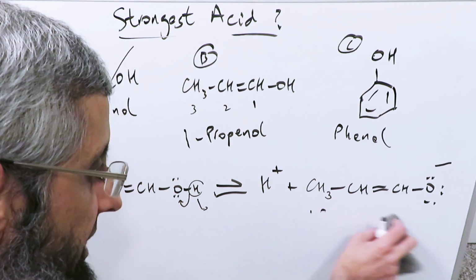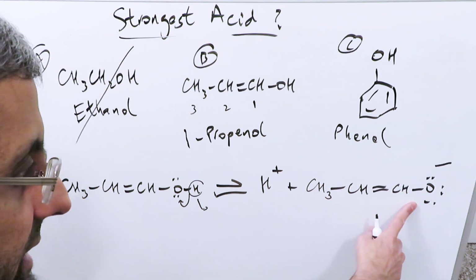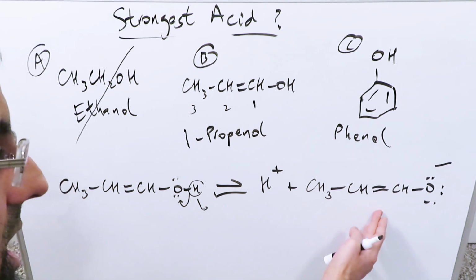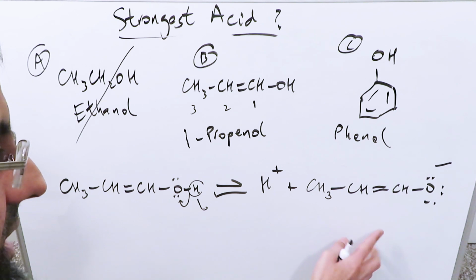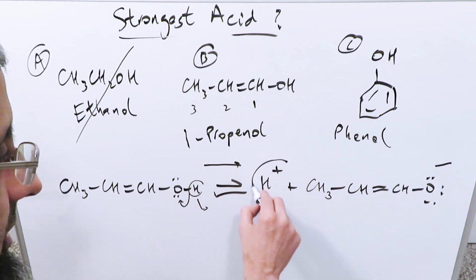We can, by means of resonance. There's a resonance structure available over here which stabilizes that negative charge, and it makes this anion stable and favorable. Hence you can see the reaction proceed in this direction and generate more of these.